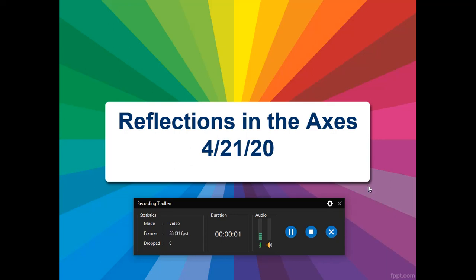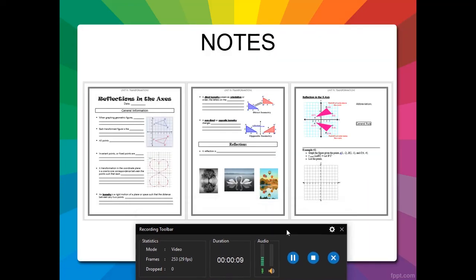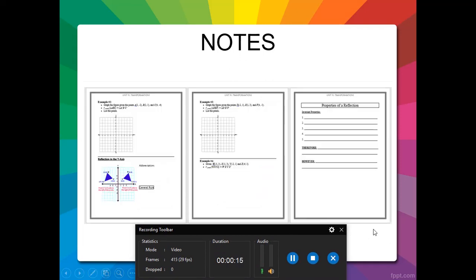Today's topic is reflections in the axes. You can use April 21st for your notes. If your notes came a little bit disorganized, these are the first 3 pages of the packet, and these are the last 3 for the note packet.